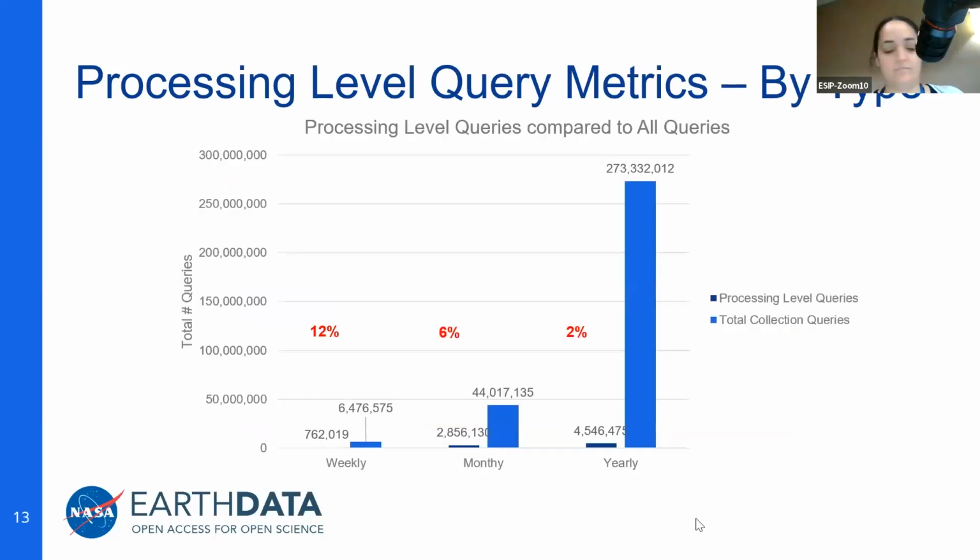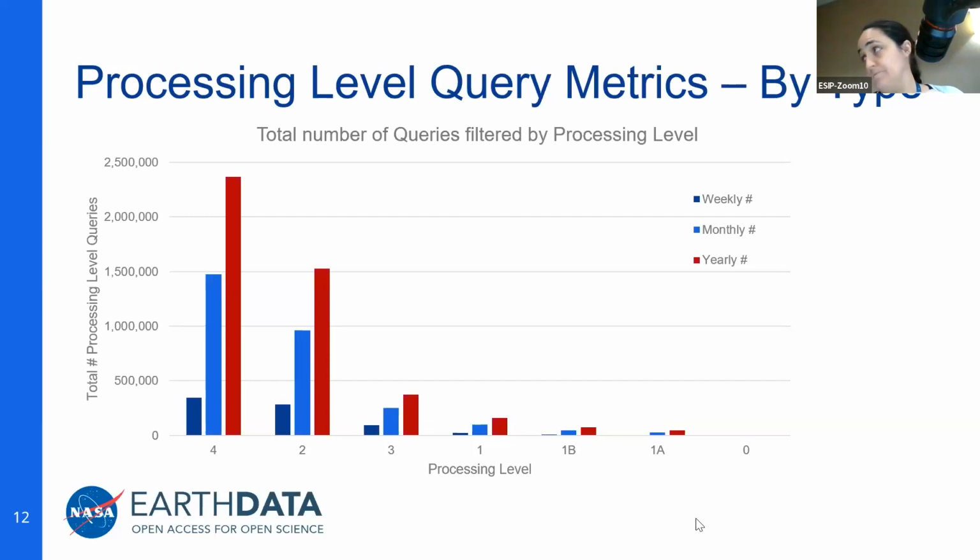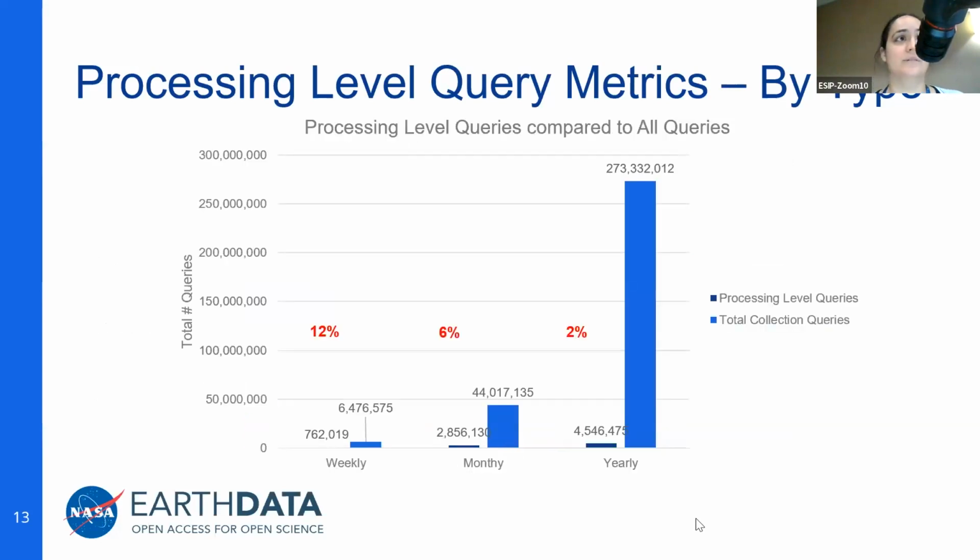Oh, okay, and you've got weekly, monthly, and yearly. Got it. I was wondering what ours were. Yes. So you can see that it accrues over time. The trends look good, and it looks like it's heavily used. Those numbers are big, and then you put it in context with all of our other CMR queries.